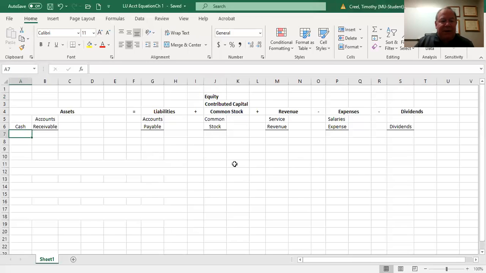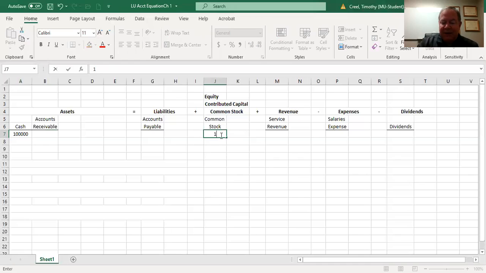So basically, let's say that we get in $100,000. So we're going to get in cash, and then the offset to that is going to be common stock.